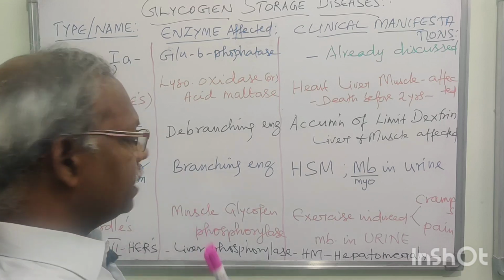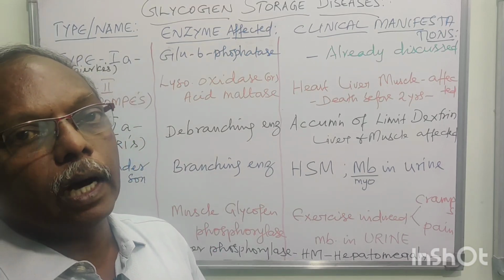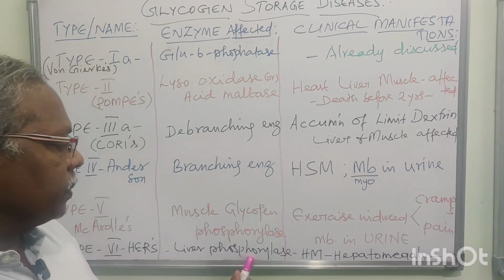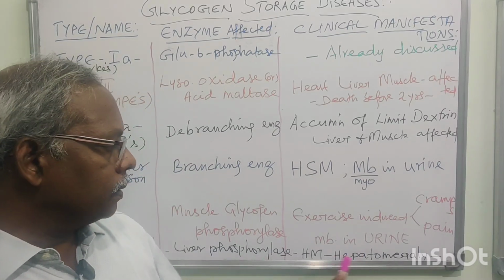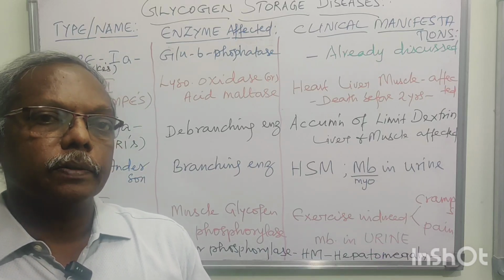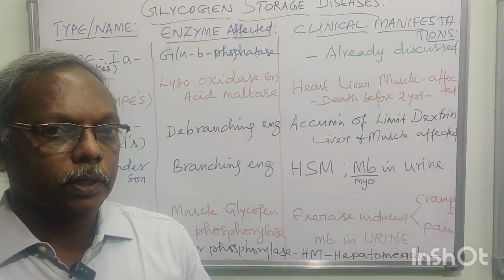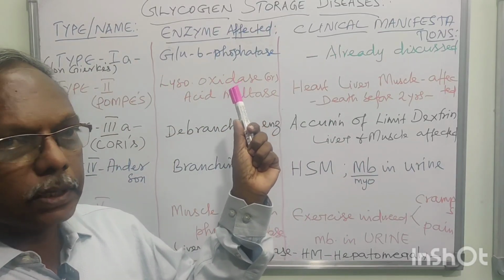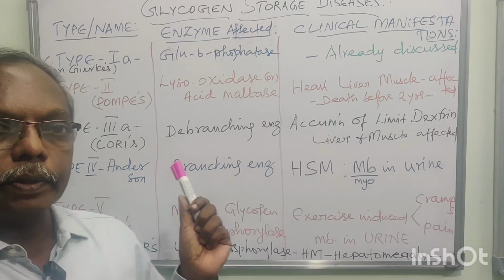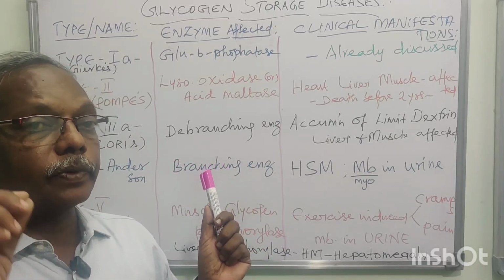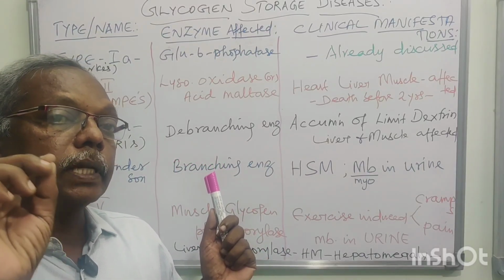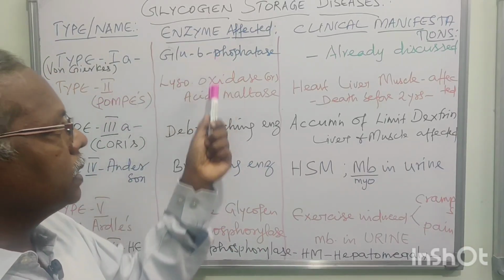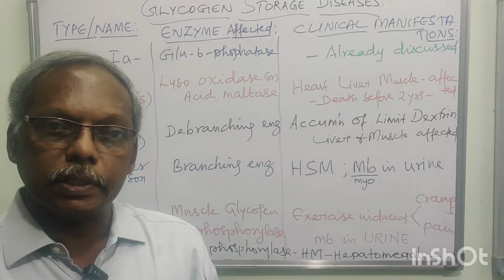Last one is type 6, Hers disease, H-E-R-S. The enzyme defect is liver phosphorylase. They have hepatomegaly because of the accumulation of glycogen. So for your 5-mark question on glycogen storage disease, you have to mention 4 or 5 diseases, or sometimes they will ask specifically to mention any 2 glycogen disorders. For that also, 2 are enough, with the enzyme defect and the clinical manifestation. Okay.